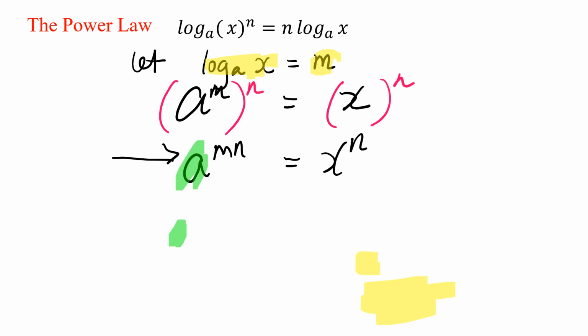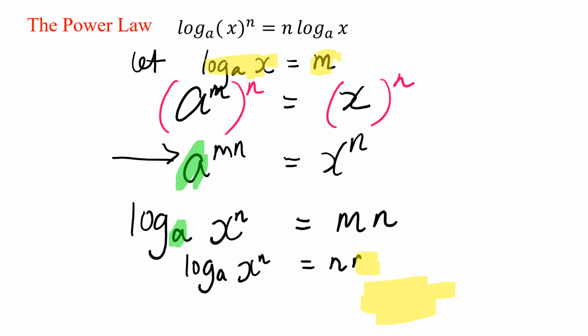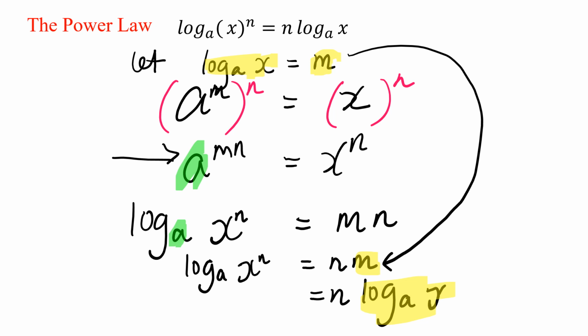And the next step is we're going to convert the index to log. mn, I'm going to write it as nm because I'm going to substitute m with whatever I let it be earlier on. I let m be log x base a, right? So we're going to replace your m with log x base a. And that is our power law.